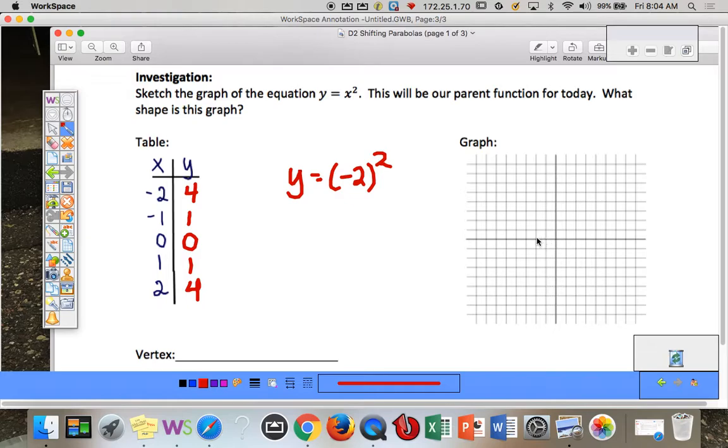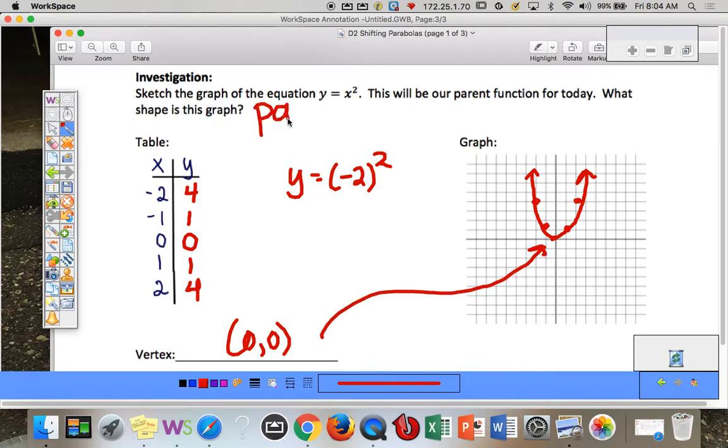Let's graph this. Negative 2, 4 is right here. Negative 1, 1, 0, 0, 1, 1, 2, 4. So we know this is a parabola. So this is our parent function. The vertex is where it changes direction, and the vertex is at 0, 0. What shape is this graph? It's the U-shaped graph. We call this a parabola.